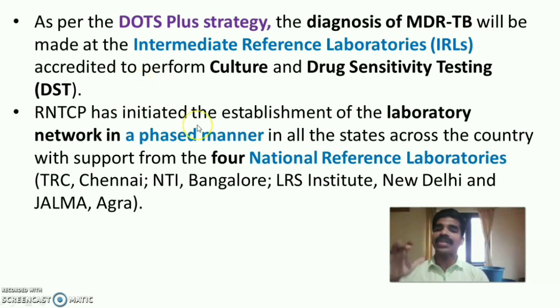So RNTCP has initiated the establishment of the laboratory network in a phased manner in India. That means in all the states across the country with the support of the four national reference laboratories: TRC Chennai, NTI Bangalore, LRS Institute New Delhi and JALMA at Agra. So RNTCP initiated the establishment of the laboratory network in a phased manner in all the states across the country with the coordination of four national reference laboratories for the early detection of multi-drug resistant TB cases and XDR-TB cases.